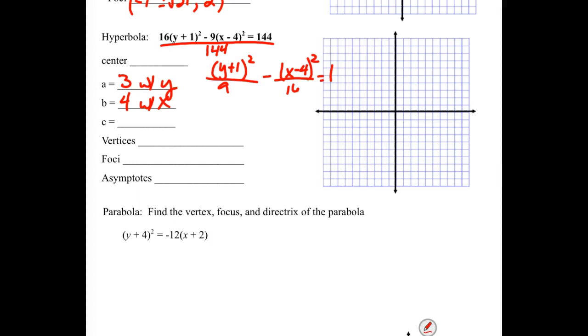Okay. So we have 16 plus 9, A squared plus B squared. 16 plus 9 is 25. Square rooted would be 5. And it's going to go the same way the A did, right? In the Y direction.